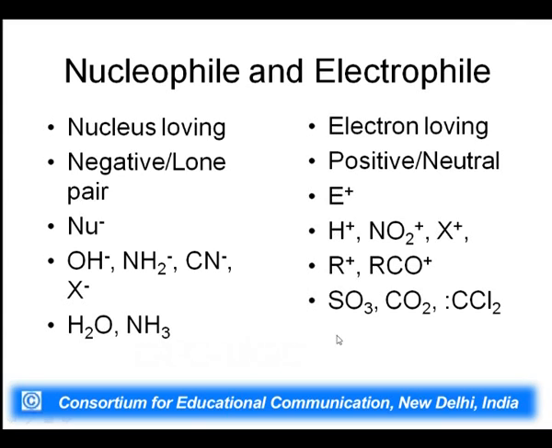The neutral ones may be SO3, the sulfur trioxide, or carbon dioxide. With SO3 we do the sulfonation of benzene. Carbon dioxide is used in the Reimer-Tiemann type of reactions, or the Kolbe type of reaction we do, we can have carbon dioxide or the electron deficient carbenes. So this is dichlorocarbene, which is not having a positive charge, still it may act as an electrophile because it is electron deficient.